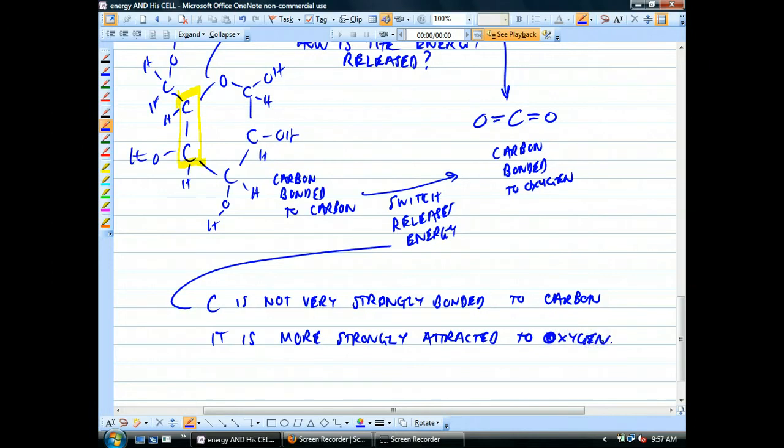So, put those two near each other. Here I have a loop of carbons, right? They're kind of weakly held to each other. Put them next to some oxygen. What happens? They go, bam! They break apart from each other, and they snap together with the oxygen. And just like my hands snapping together releases sound energy, when they snap together, they release energy. It could be heat energy.